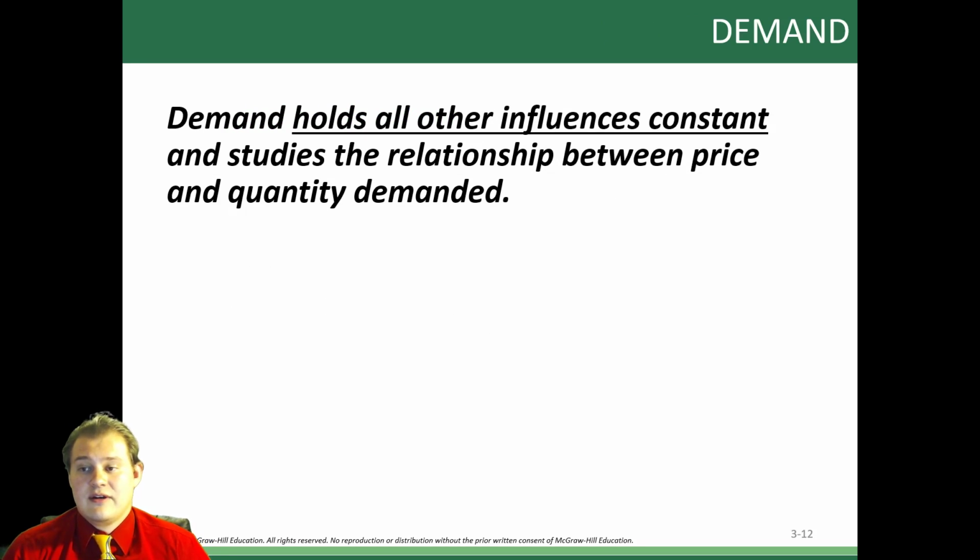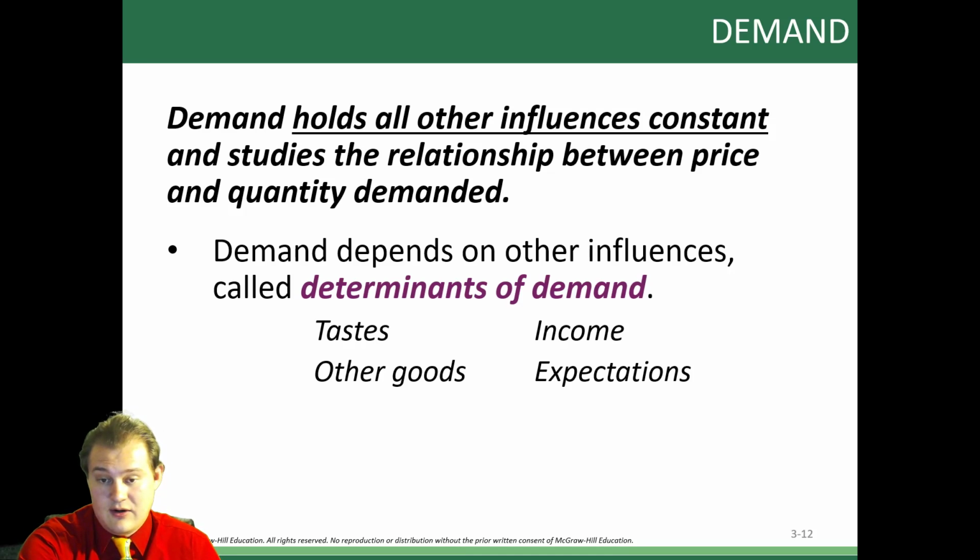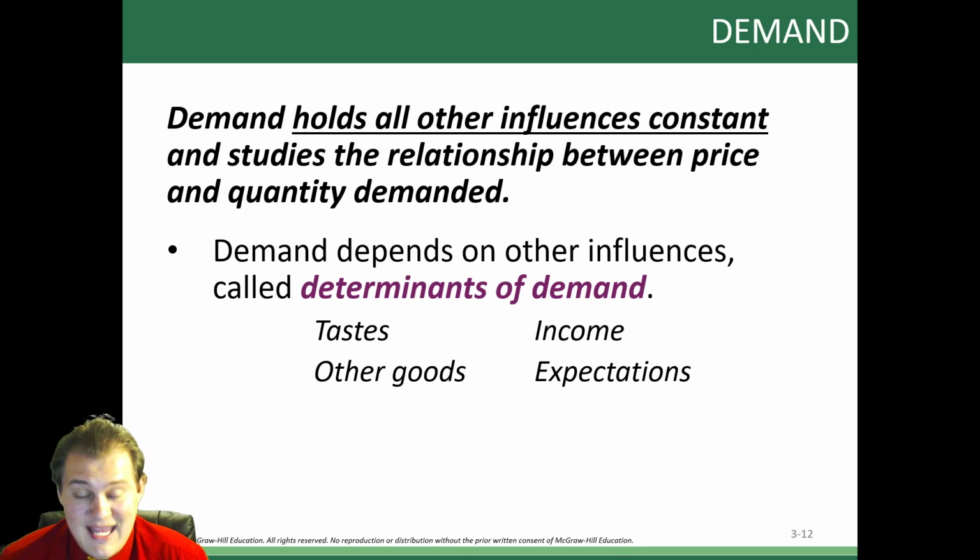Demand holds all other influences constant and studies the relationship between price and quantity demanded. So they're going to go over that again. Demand depends on other influences called determinants of demand. What things affect our demand? These are them. Tastes: styles of things. Do we have trends? Do we have things people like? Yeah, that's going to affect demand.